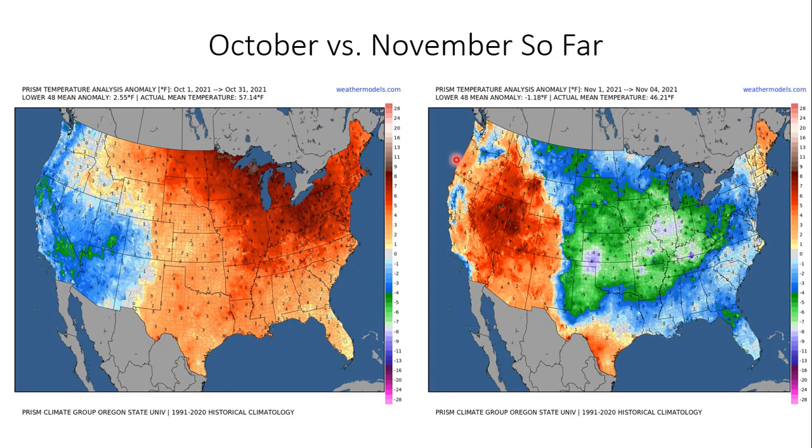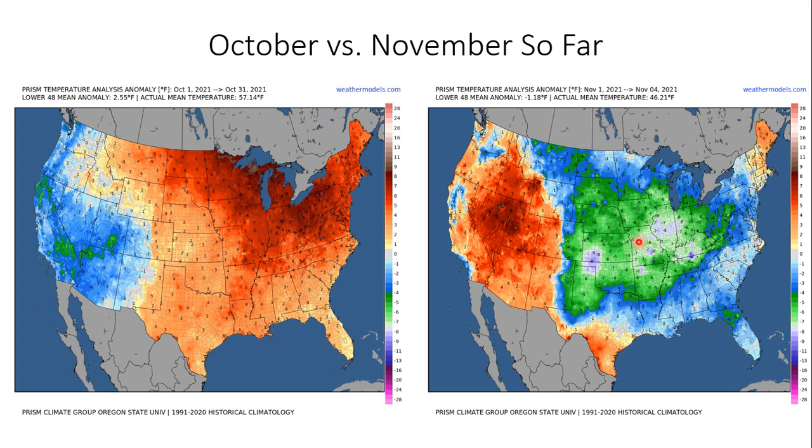Looking at October here on the left, what we've seen for October 2021, look at how mild it was, generally east of the Rocky Mountains, especially the upper Midwest, the Ohio River Valley, New England, and the Mid-Atlantic. It felt like an extended summer there in October.